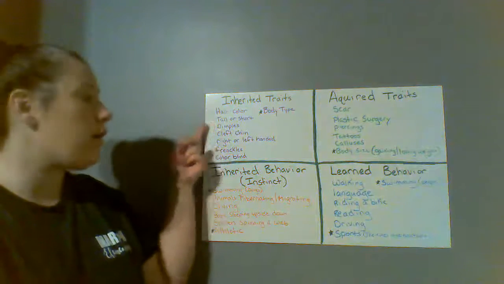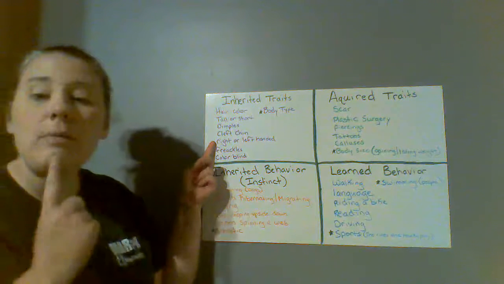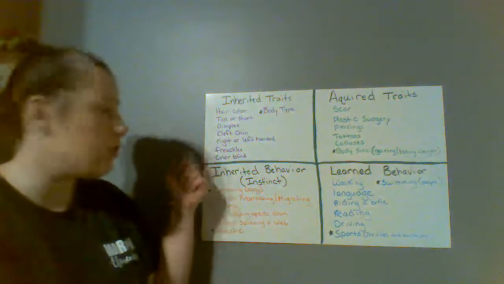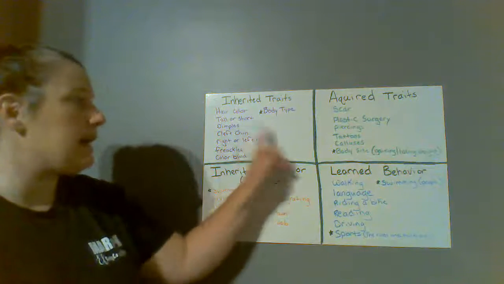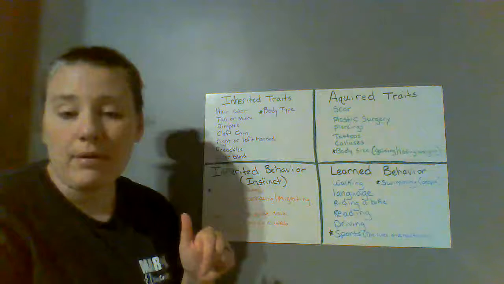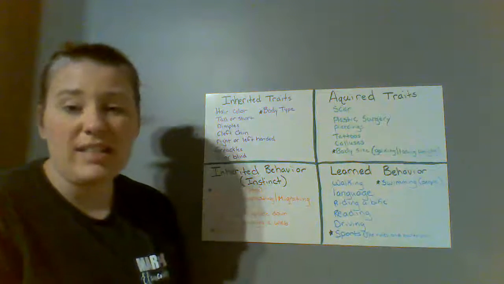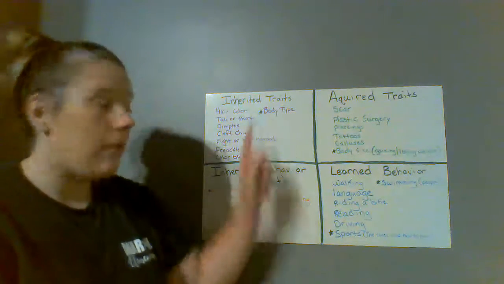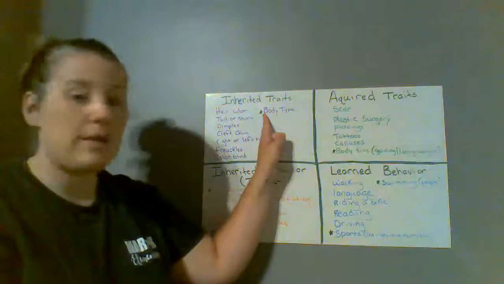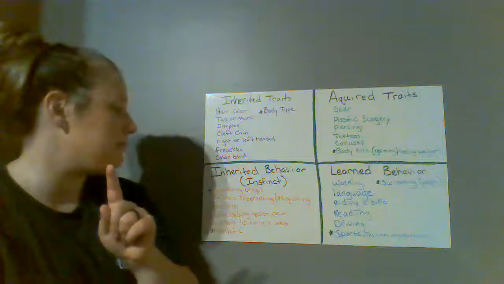So hair color, if you're tall or short, dimples, if you have a cleft chin, remember that's when you kind of have like a little dimple right here in your chin. Right or left-handed, freckles, colorblind, and even your body type. Okay, so if your dad is really tall and skinny, then you might end up being really tall and skinny. So body type also goes along with that. But you can tell that I have a star there, so that means something important that we're going to come back to in just a minute.